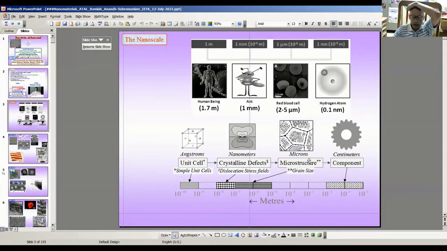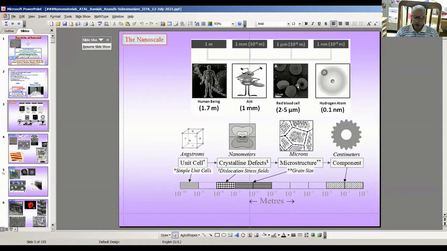Then you have the next level, which is called the scale of the microstructure, and we will talk a little bit more about this. What is this microstructure? Somewhere in the range of multiple unit cells, where the dislocation stress fields lie, is your nanoscale. That means that's the scale we are going to focus on today, and definitely larger than the scale of the atom. So we are going to be somewhere between the hydrogen atom and the blood cell, as shown in the diagram below.